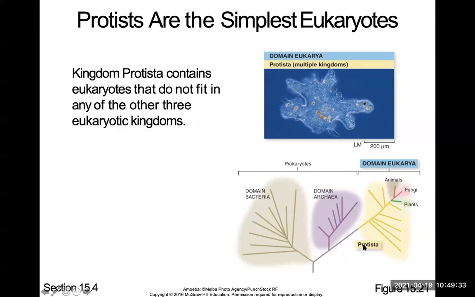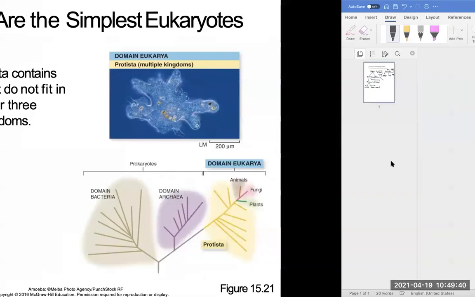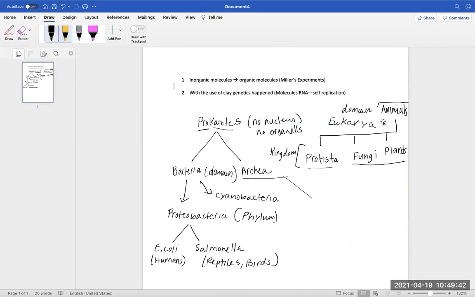Anything that doesn't fit in animals, fungi, or plants is Protista. And this is domain eukarya. So I drew that here. So under eukarya, we have Protista, fungi, plants, and animals. Plants is its own chapter, animals is its own chapter. These could be their own chapters, but they didn't do that. They just combined it in one chapter. So we're going to cover Protista first, and then we're going to cover fungi today.